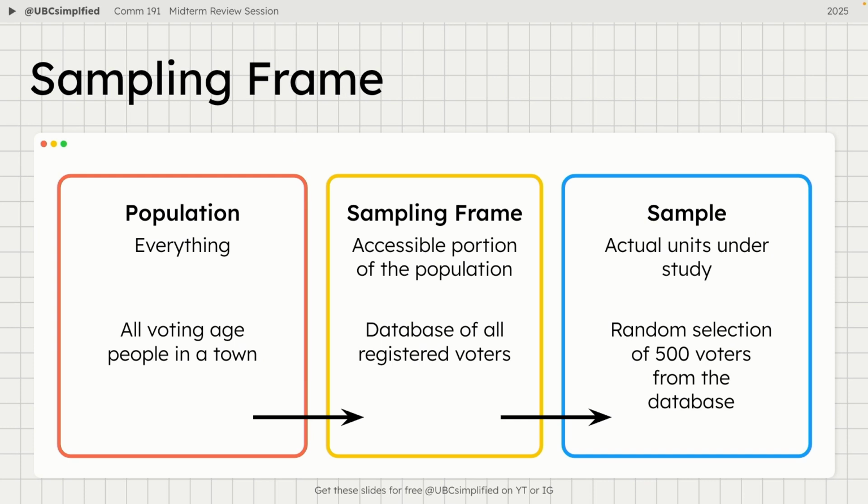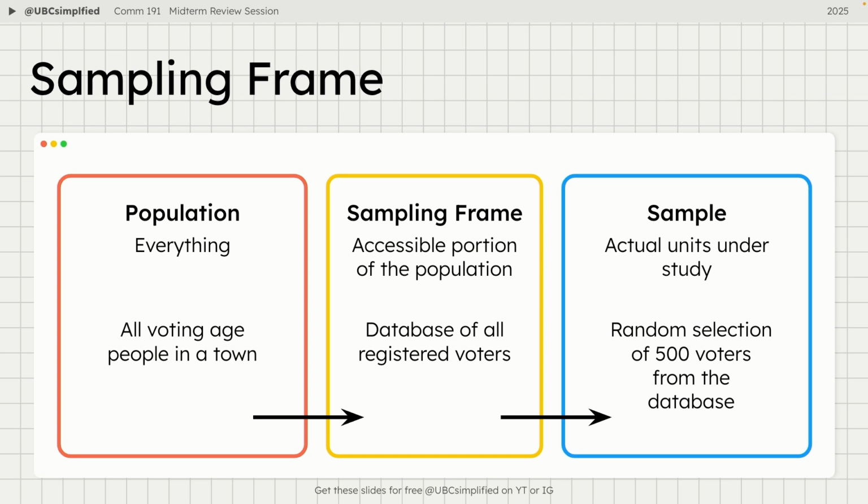And then from there, we have a sampling frame. So this is who we're able to reach. The accessible portion, so in this case, the database of registered voters that we can access. And then after we get that sampling frame, we take a sample from that sampling frame. So this is the people that do our survey. This is our sample, and we want it to be random. So in this case, we randomly select 500 people from our sampling frame.